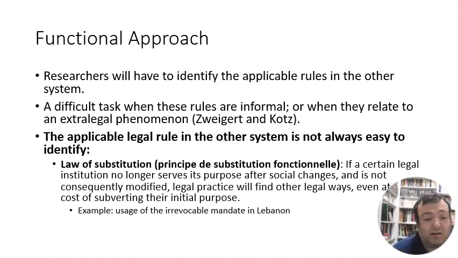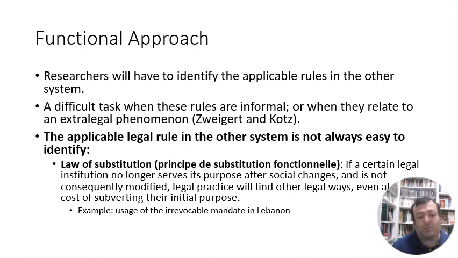One of the reasons why finding the applicable legal rule in the other system is not always easy is because of a law we call the law of substitution, principe de substitution fonctionnelle. So if a certain legal institution no longer serves its purpose because of social changes, and it was not modified, people will need a solution. So the existing law is no longer fulfilling the function, but the problem still exists, and therefore the people, from a bottom-up kind of way, will find other solutions, sometimes by subverting other legal rules.